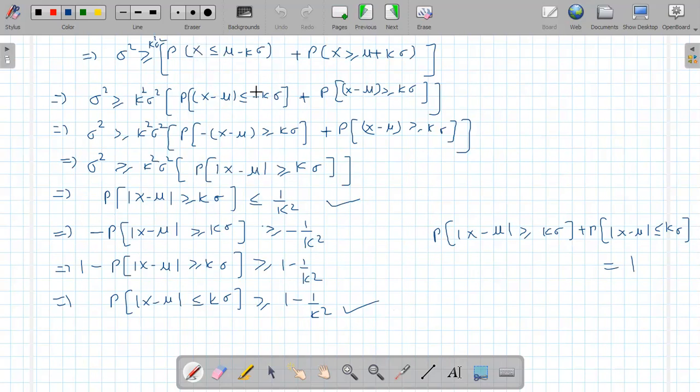This can be written as probability x minus mu less than or equal to minus k sigma, and this can be written as x minus mu greater than or equal to k sigma. So when you multiply the probability with a negative sign, you will get this expression. This will remain as it is. So combining these two, we can write probability mod x minus mu is greater than or equal to k sigma for these two expressions. So when you solve this, you will get probability x minus mu greater than or equal to k sigma is less than or equal to 1 upon k square.